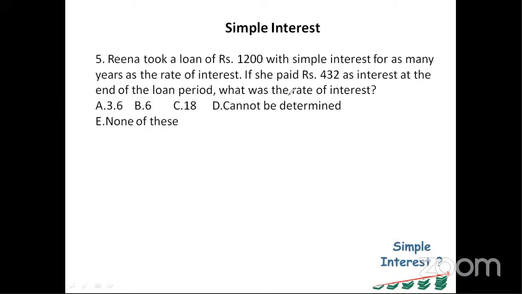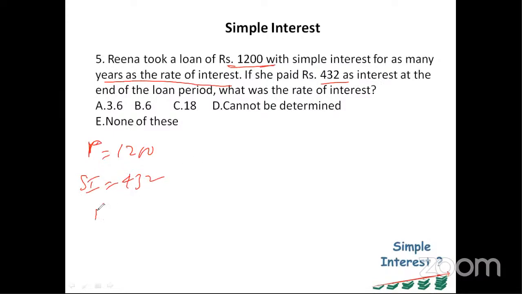Reena took a loan of rupees 1,200, which is the principal amount, with simple interest for as many years as the rate of interest. So this is a trick here. The principal amount is 1,200 rupees, and she paid rupees 432, which is also given already. The simple interest she has paid is 432 at the end of the loan. What is the rate of interest?